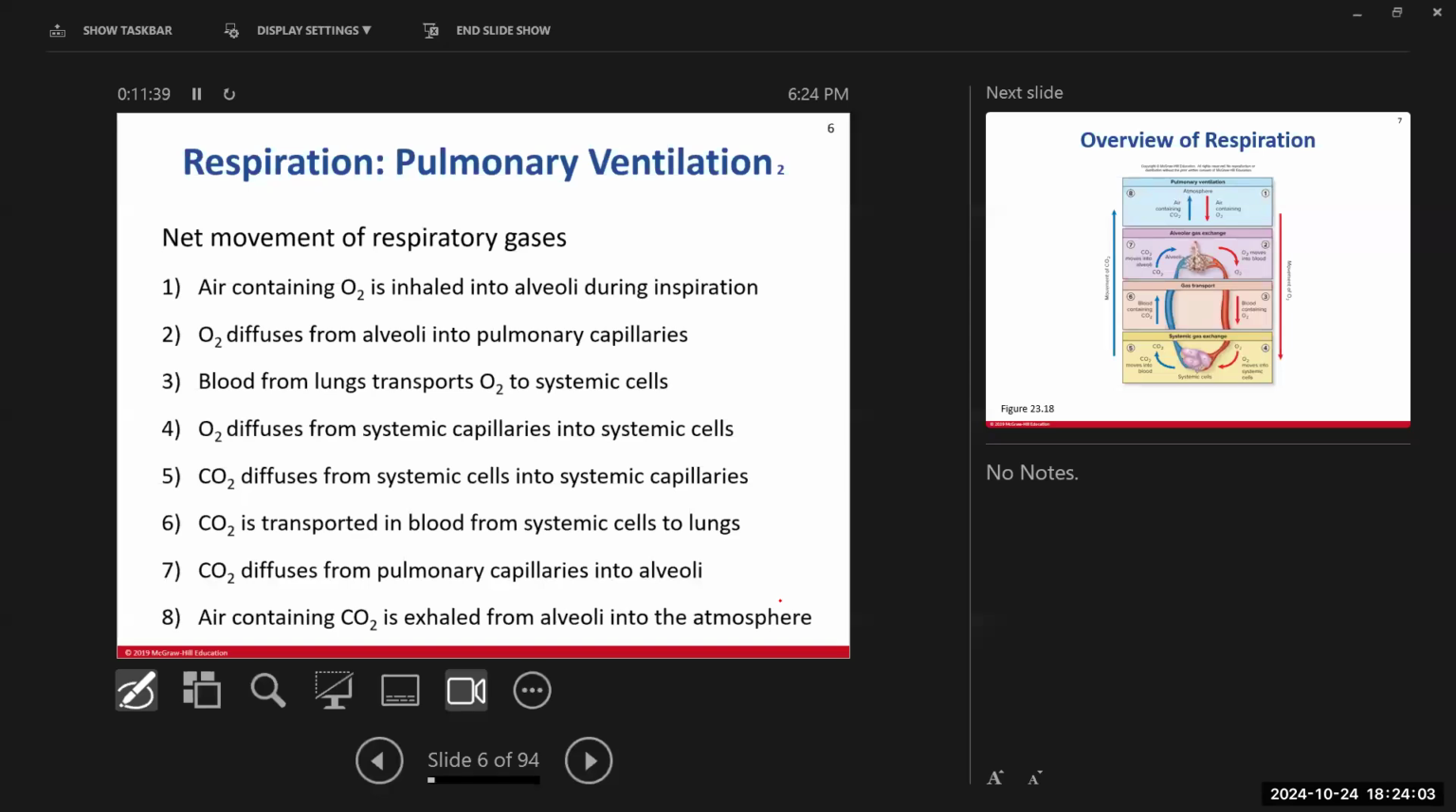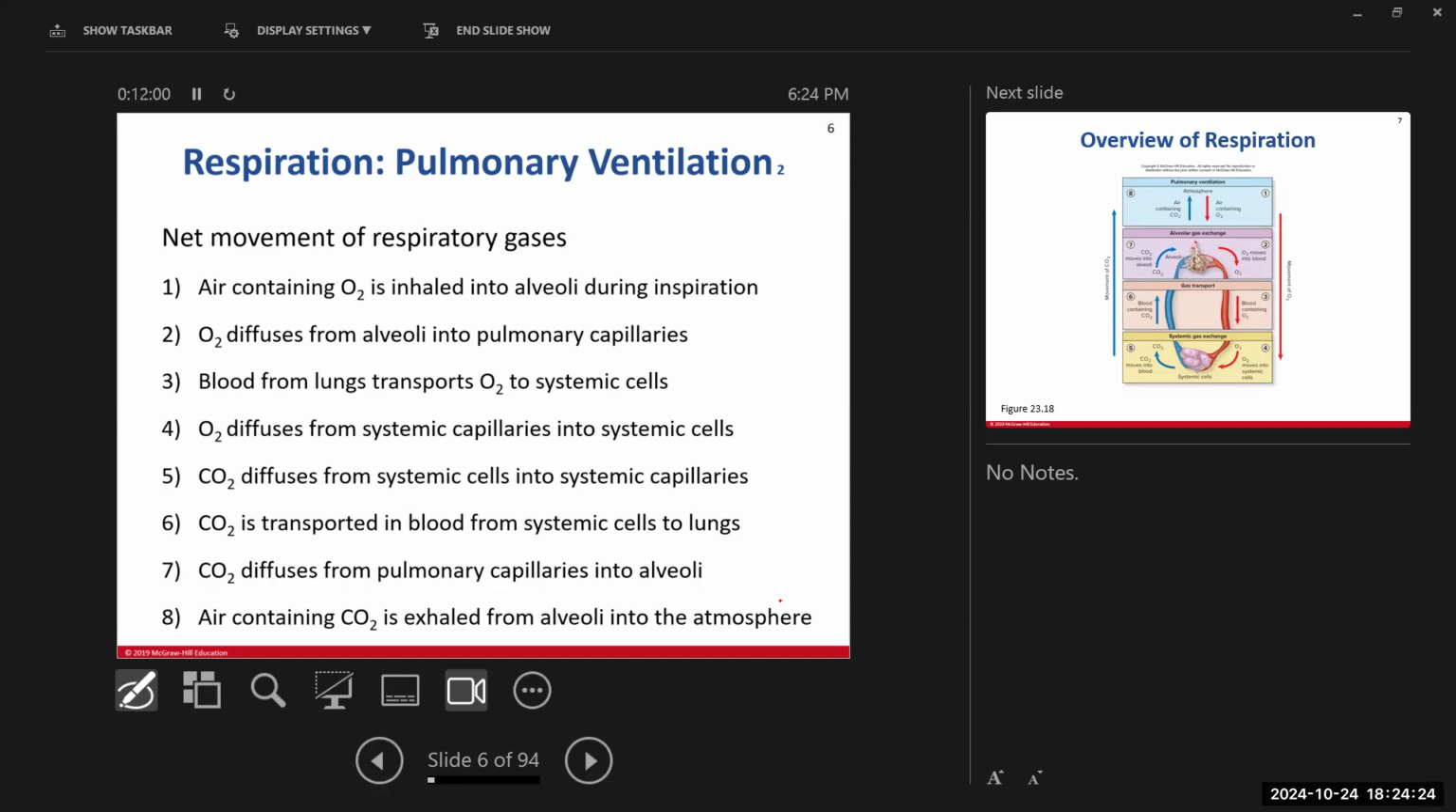And then when it goes out to the cells, we're going to see another place of gas exchange. Oxygen is going to diffuse from your systemic cell capillaries into the cells. So that's the first half right there. So 1, 2, 3, 4 is the first half. The second half is now bringing stuff from the cells back to the lungs.